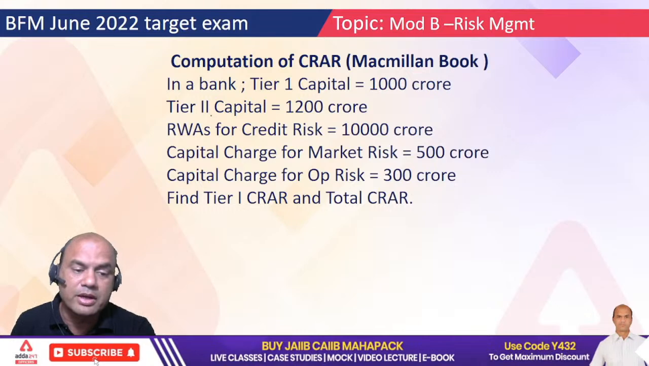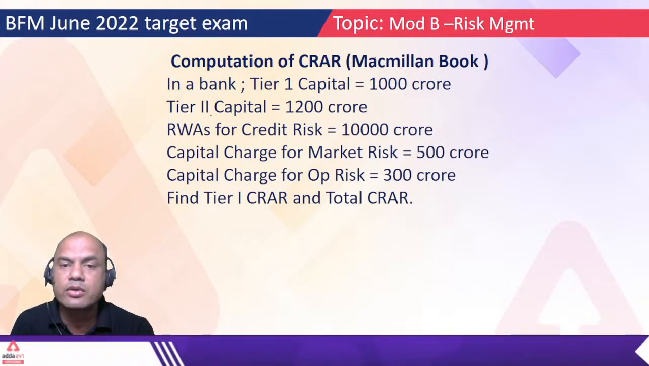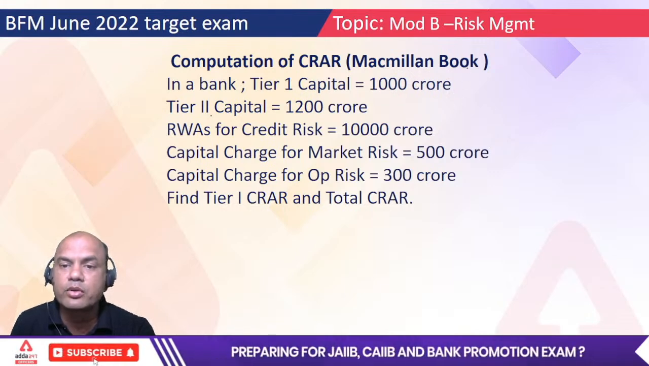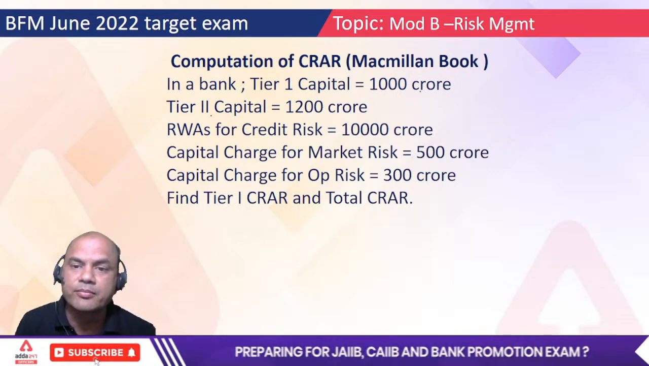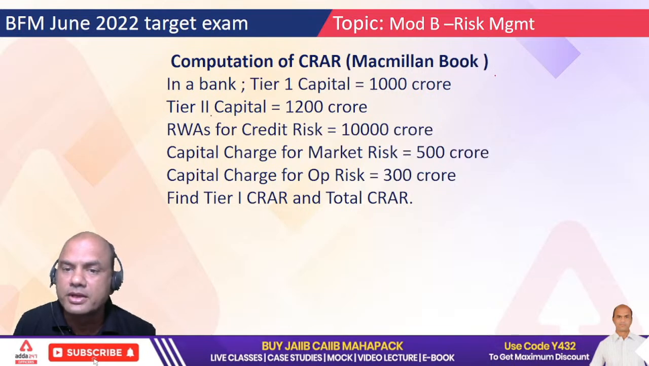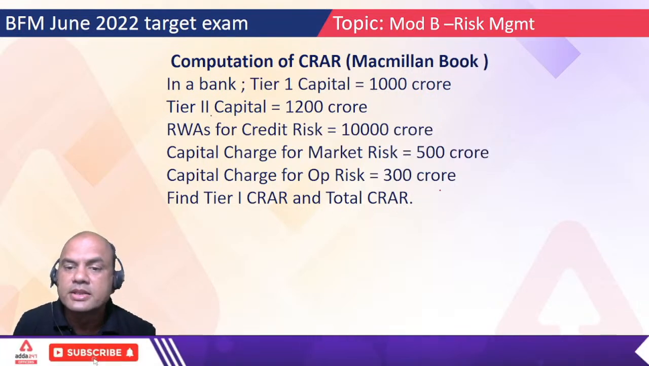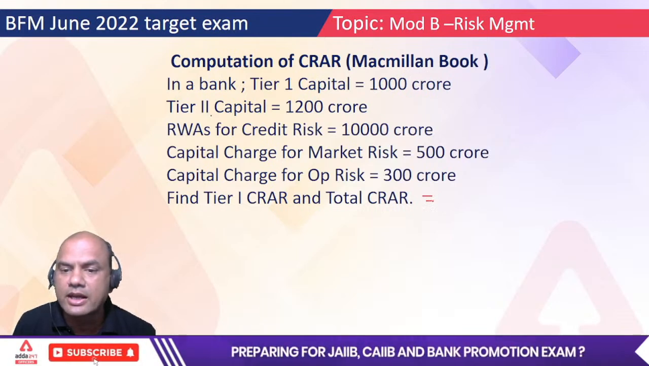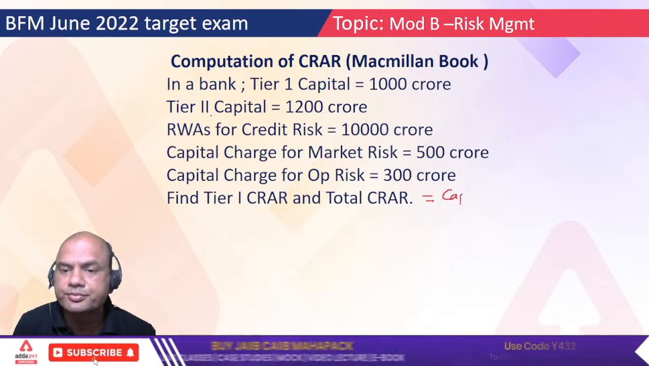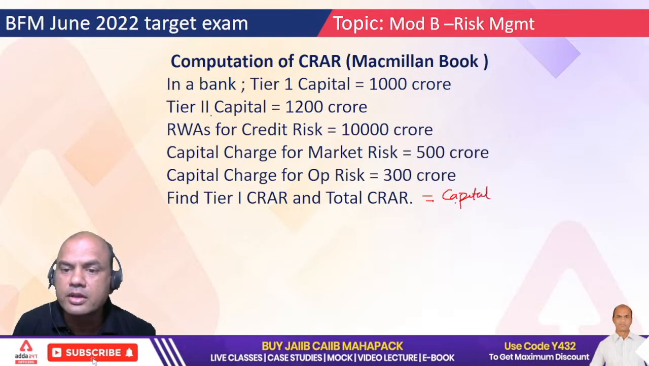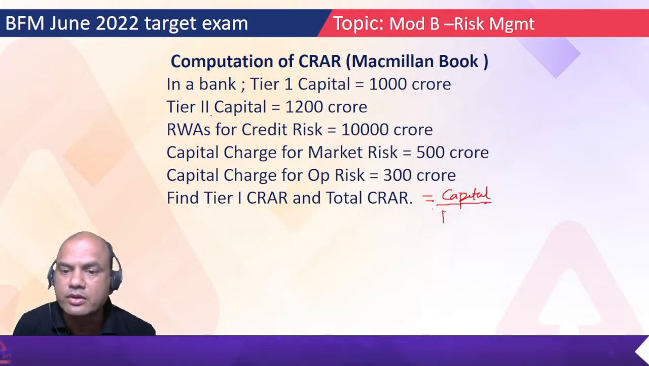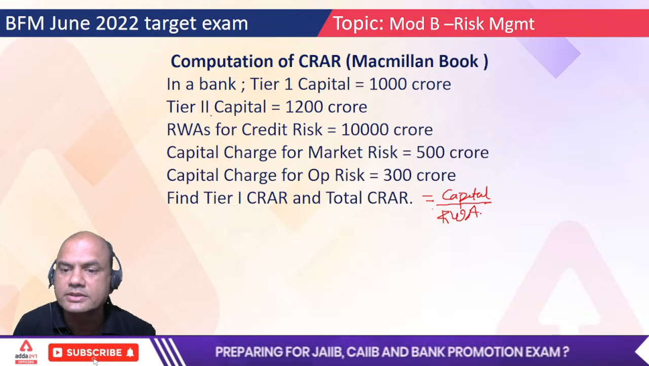Now the important part over here is, remember one concept. What is this tier 1 and tier 2 capital? If many of you don't know, see here. Capital consists of two parts. Capital of any bank. Firstly, what is the formula for CRAR? CRAR equals capital upon RWA, risk weighted asset we call it.